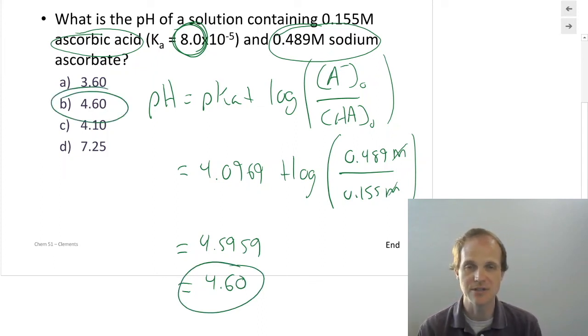So that is how we do our work with the Henderson-Hasselbalch equation for simple buffer solutions. What we're going to work on in the future is what happens when we add acid or add base. Can we still use our Henderson-Hasselbalch equation?